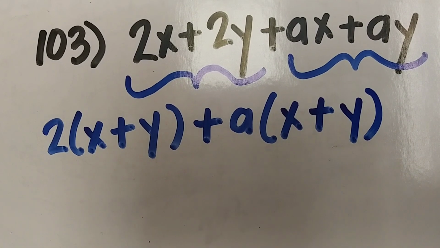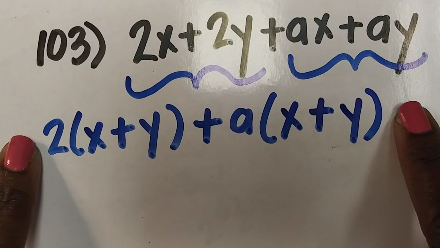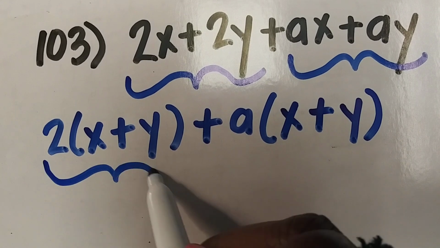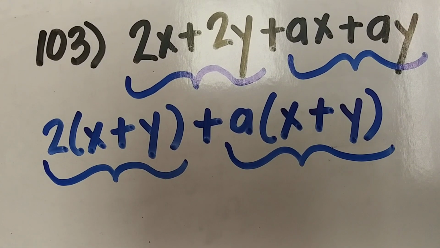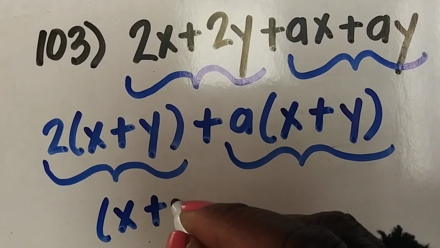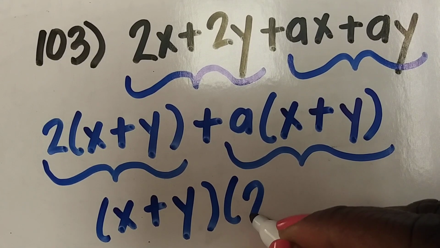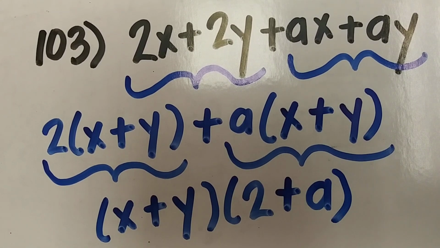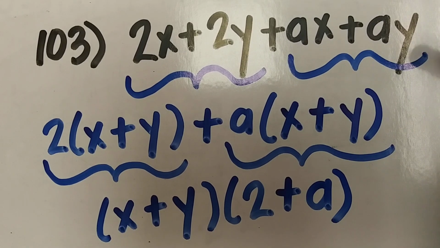Now, 103 looks very similar to 91 and 93. So make sure you look at how they relate. This looks just like 91 and 93, this setup. And I already know that I had two parts here, so I get two parts here again. Now look at these two parts and tell me what's your greatest common factor. Both parts have an x plus y in common. And what is left over is 2, the plus sign, and the a. And that is my answer. And I can use the FOIL method and I will get right back to my original expression.